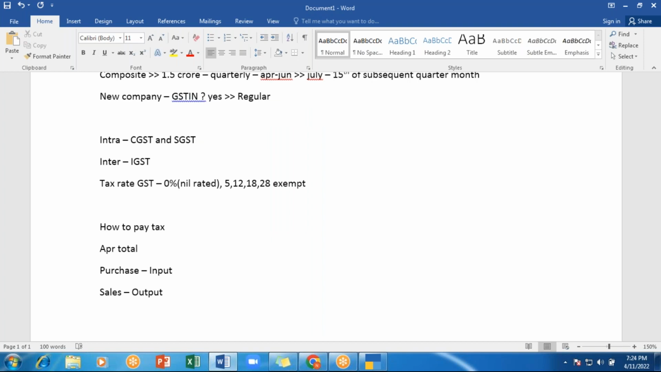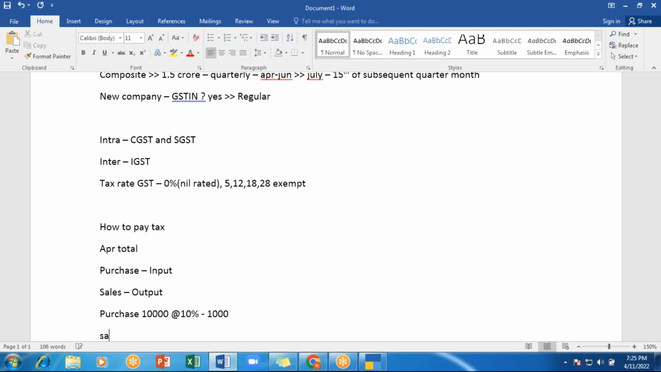Say, for example, in the month of April, my total purchases were 10,000 rupees, and there was a tax on this at 10%. So how much would I have paid on this 10,000? That is 10%, 1,000 rupees. This 1,000 is my tax.